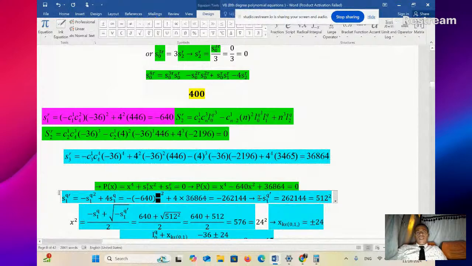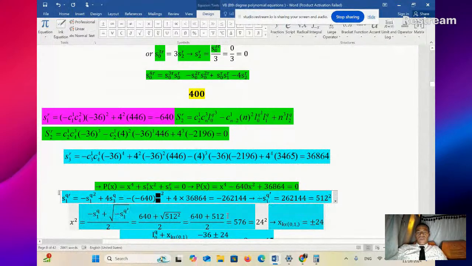Therefore, I'm going to put the negative sign: equals negative s1 for the q dash. This is the new discriminant. It will be 262,144, which is the square of 512. Now I'm going to find x squared for this polynomial. I will write minus s1 for the r. This is minus, this is positive, so I will put minus plus the root of negative s1 for the q dash, which is the discriminant.